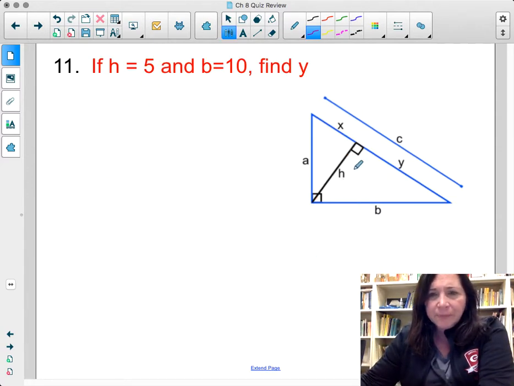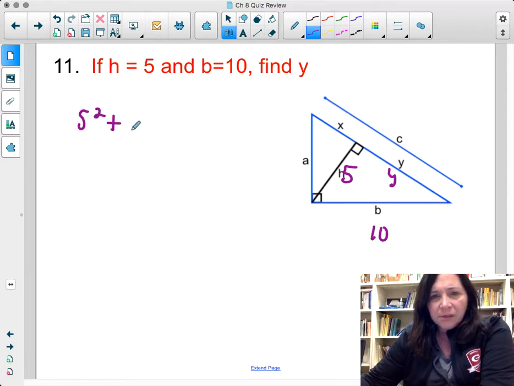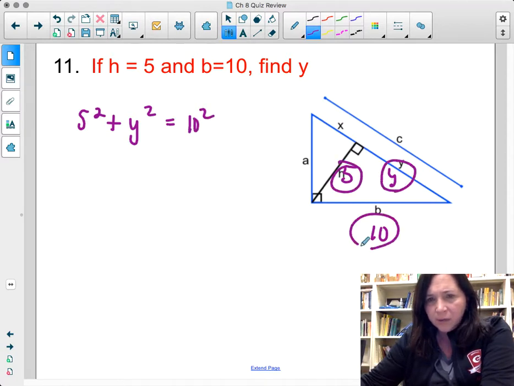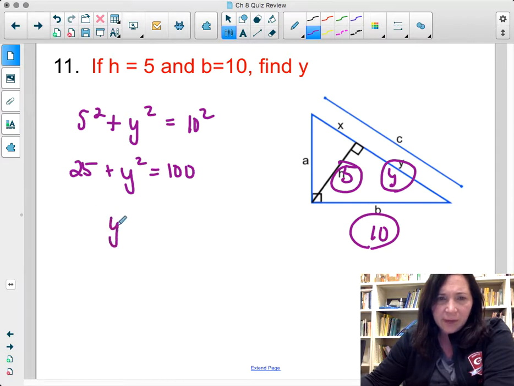H is 5. B is 10. Here's 10. Find Y. Oh, well, this is just the Pythagorean theorem. We've got 5 squared plus Y squared is equal to hypotenuse squared, right? Leg squared plus leg squared equals hypotenuse squared. So we have 25 plus Y squared is equal to 100. Subtract 25, I get Y squared is equal to 75.